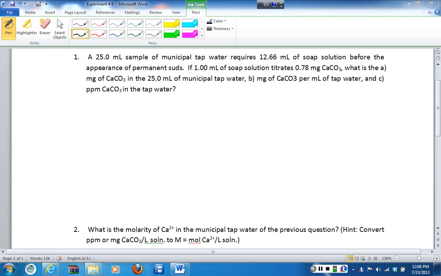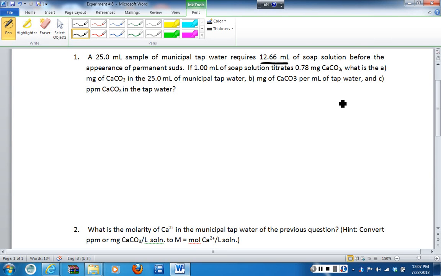So if we look at the pre-lab questions, question number 1 says that we have a 25 ml sample of municipal tap water, and it requires 12.66 mL of soap solution before the appearance of permanent suds, and this is very similar to what you will be doing in lab. Now, if 1 mL of soap solution titrates 0.78 milligrams of calcium carbonate, what is the milligrams of calcium carbonate in the 25 ml sample of tap water? What's the milligrams of calcium carbonate per mL of tap water? And what is the parts per million calcium carbonate in the tap water? So there are 3 different parts to this question.